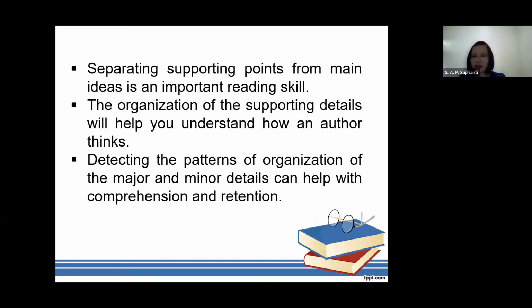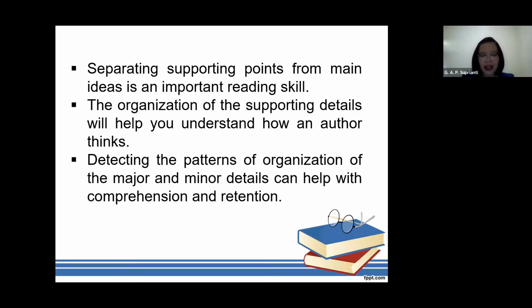Since you have learned about topics, topic sentence, and then main idea and supporting details, I think we need to know that differentiating or separating supporting details from the main idea is an important skill. Not only knowing the main idea, but identifying the supporting details. And sometimes the author has a preference to organize the supporting details. The preference will be shown in the patterns.